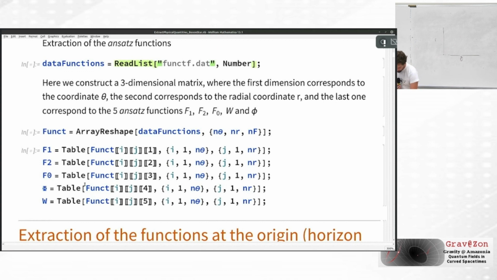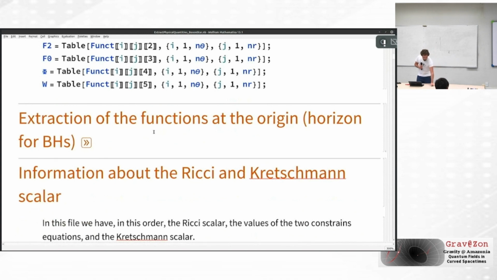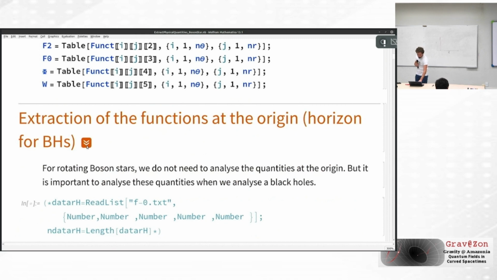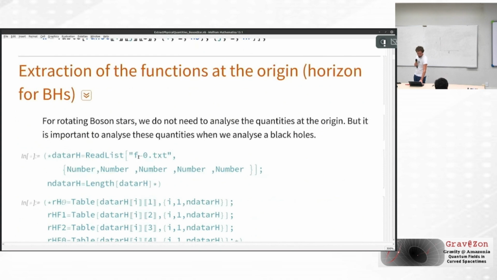With this, in this file I also put some parts that only apply to the black hole case. For example, for the boson stars you don't need to extract information from the origin, because you don't get anything from there. But in the case of a black hole, you can extract information of the horizon, because then you can compute, for example, the Hawking temperature, the horizon area, and others. I will send you this file as well, where you can extract information from the horizon.